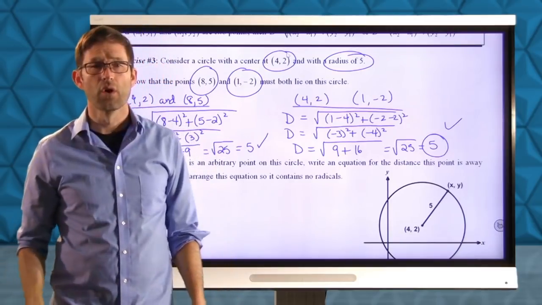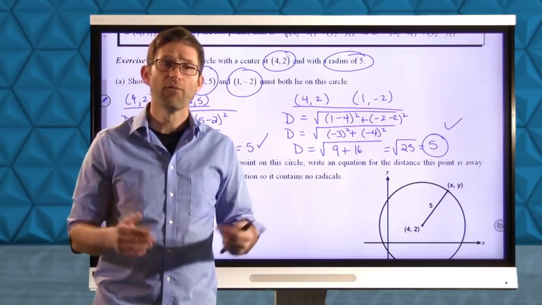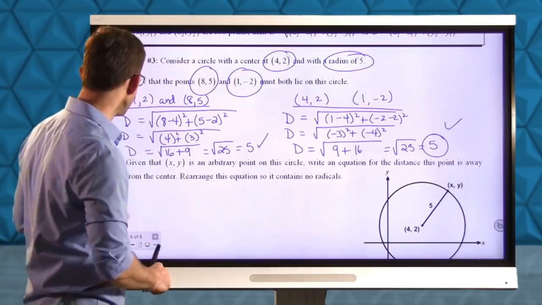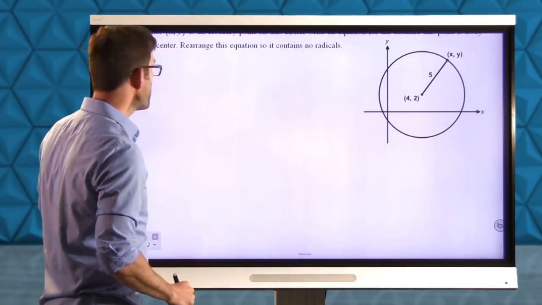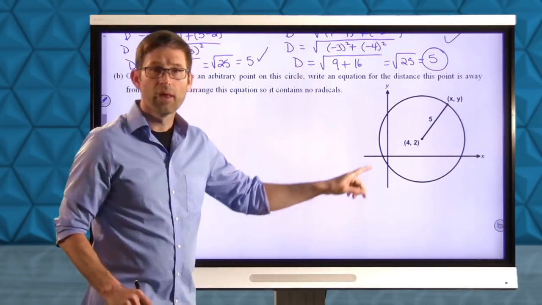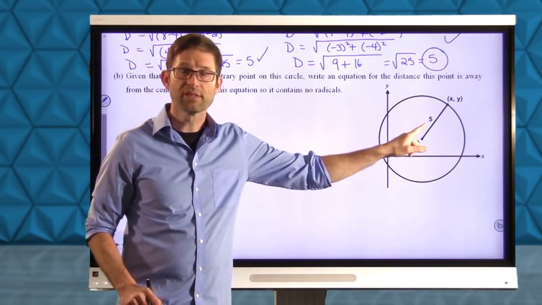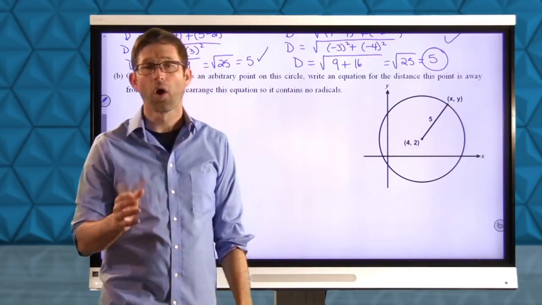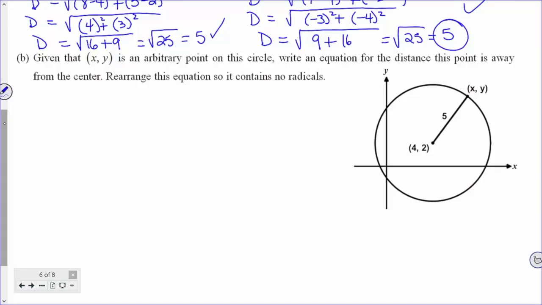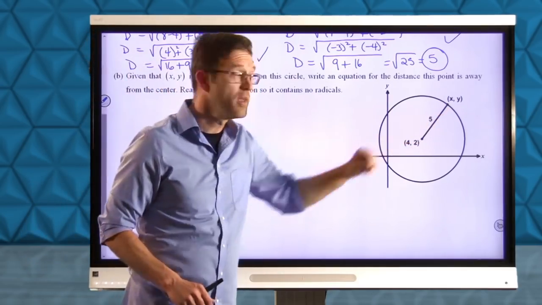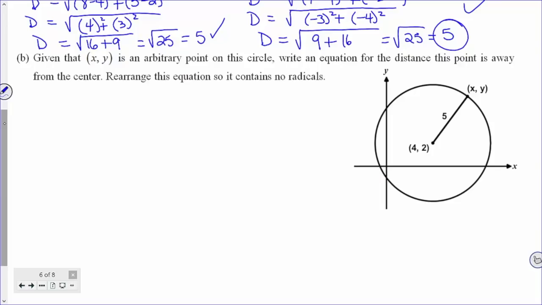Now how do we take this though and come up with the equation for this circle? It's actually relatively easy. Let's take a look at letter B. Extend the page a little bit. So here we've got that circle, right? Its center is at 4, 2, its radius is 5, and now what I do is I take an arbitrary point, the point x, y. It says given that x, y is an arbitrary point on the circle, write an equation for the distance this point is away from the center. Rearrange the equation so that it contains no radicals.